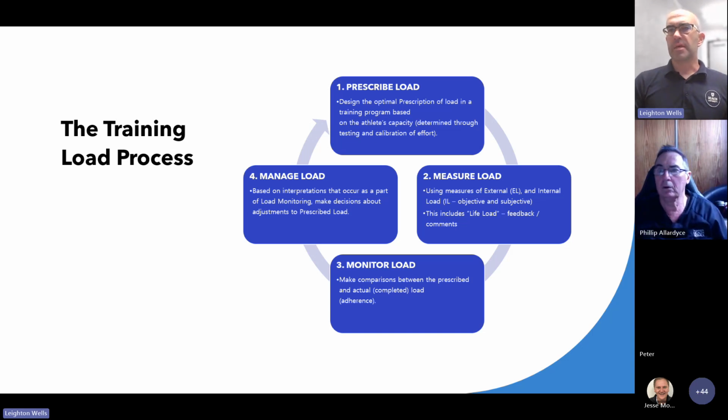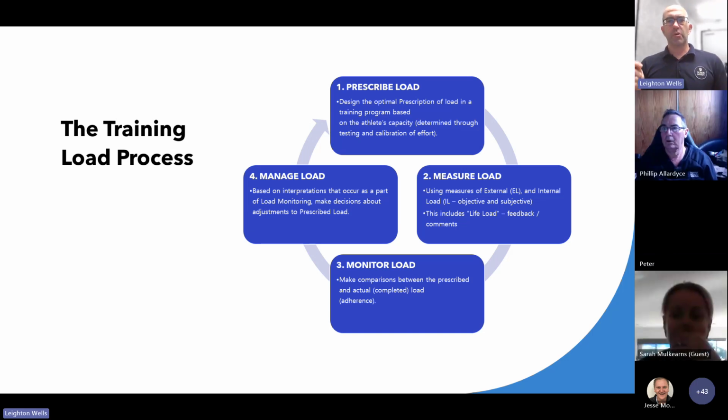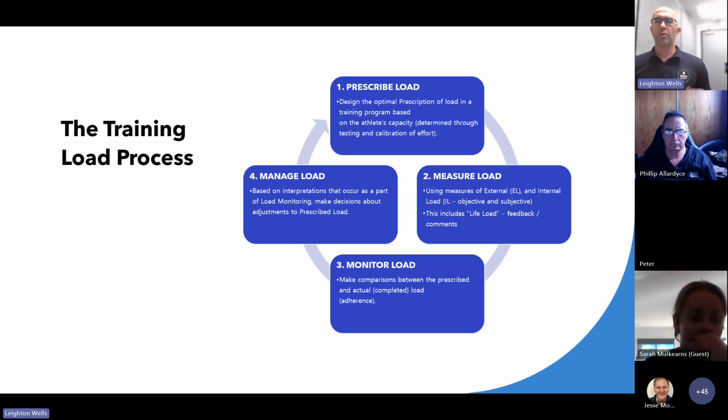We then measure some things based on those metrics, and that includes not just the sport load itself, but we should also be taking into account life load. And so the life load or the non-sport load component adds an additional layer of stress that we should be factoring in when we're measuring or quantifying load based on what we've prescribed.